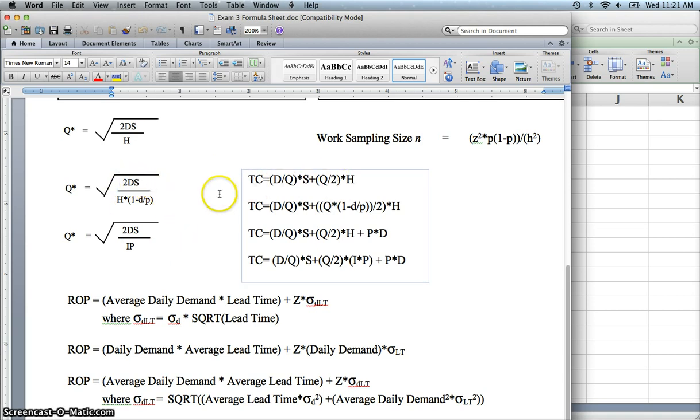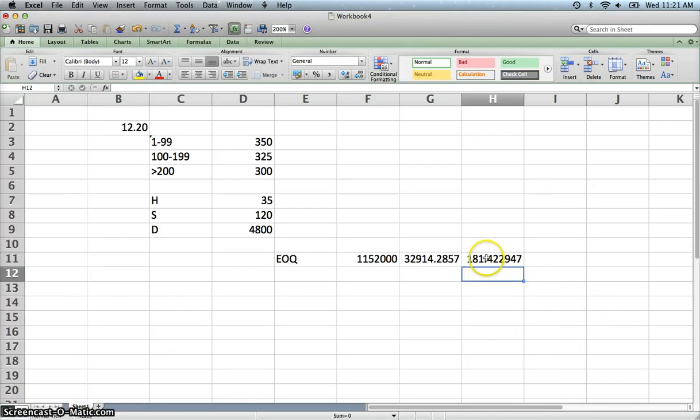Now I'm actually going to calculate out the total cost. I'm actually going to use this lower one here because this is the cost of managing the inventory plus the cost of the product. But let's go back and look at our answer here. So economic order quantity is 181. Well, look at this. From 1 to 99, if I order 1 up to 99 units, the price is $350. If I order from 100 to 199, the price is $325, and if I order over 200, the price is $300.